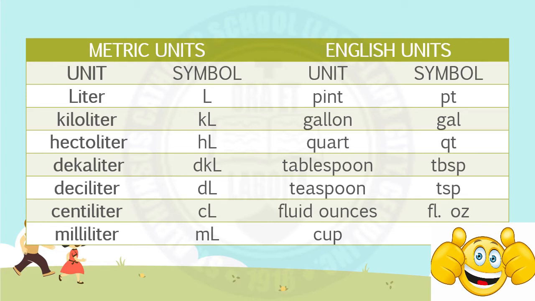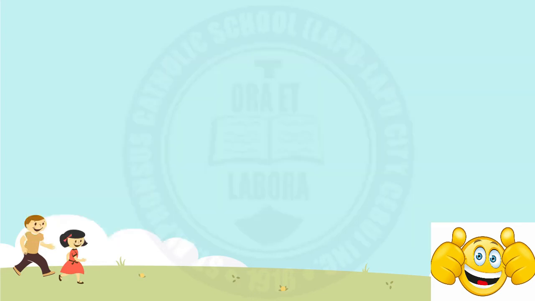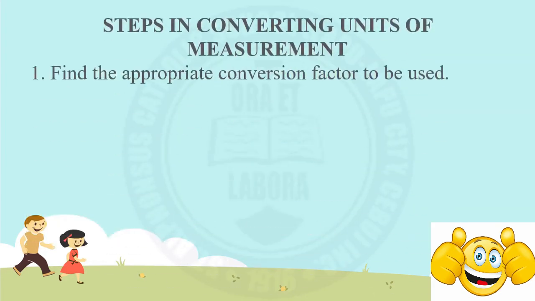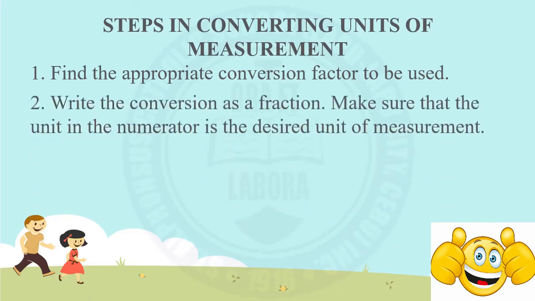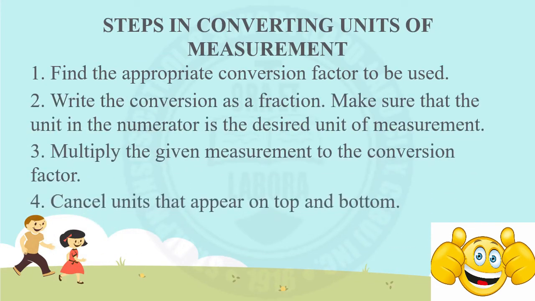Okay, we'll go on. We'll tackle first metric units to metric units. But you know already what the steps are in converting units of measurement. These are the steps in converting measurements. It is just the same way you solve converting measurements of length and weight. For volume, they are just the same process.